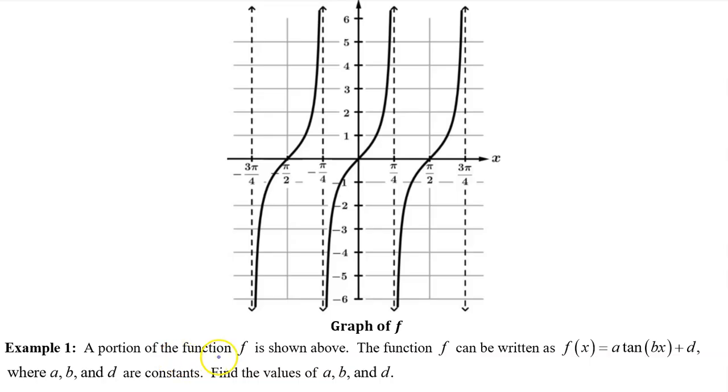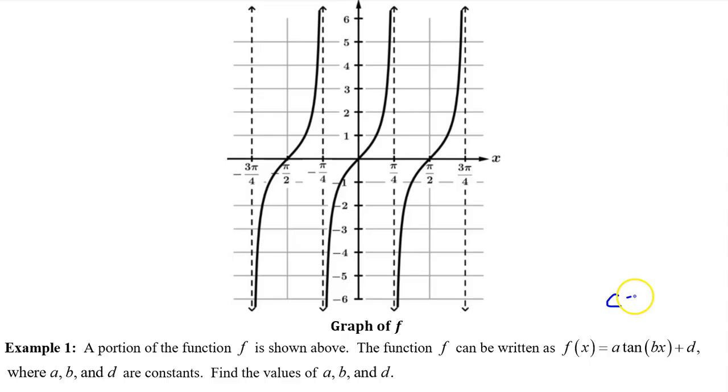Example 1. A portion of the function f is shown above. The graph of f can be written as f of x is equal to a times the tangent of bx plus d, where a, b, and d are constants. Find the values of a, b, and d. Notice that the c value is missing.